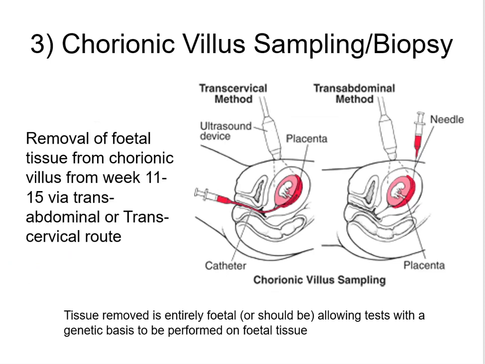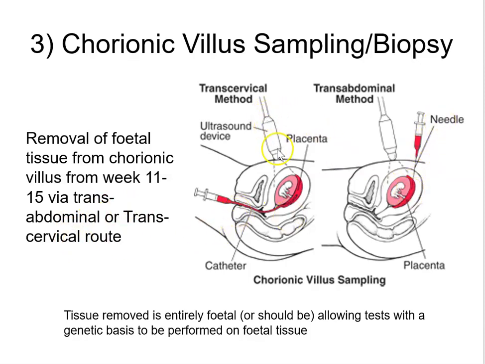So if we want to perform a genetic test on the fetal material, or on the fetus itself, we need to obtain some fetal material. And there are two main routes, the chorionic villus biopsy or amniocentesis. So I'll go through chorionic villus biopsy first. This is removal of fetal tissue from the chorionic villus. This can be done from weeks 11 to 15, and depending on where the placenta is, it can be done either via the transcervical route or the transabdominal route.